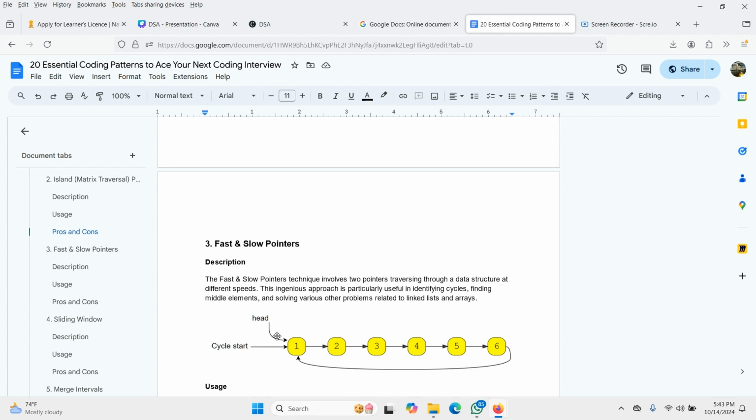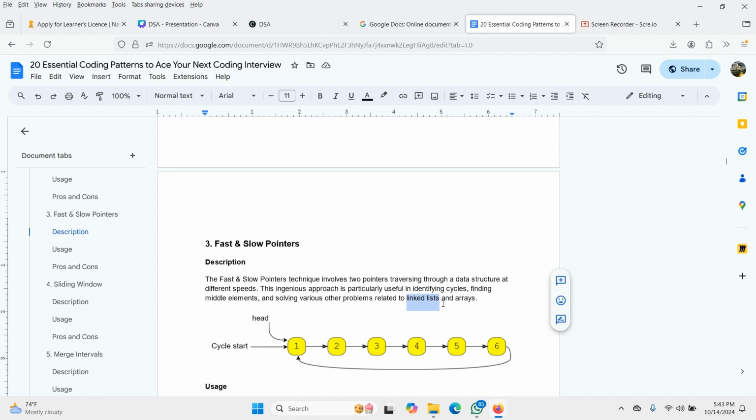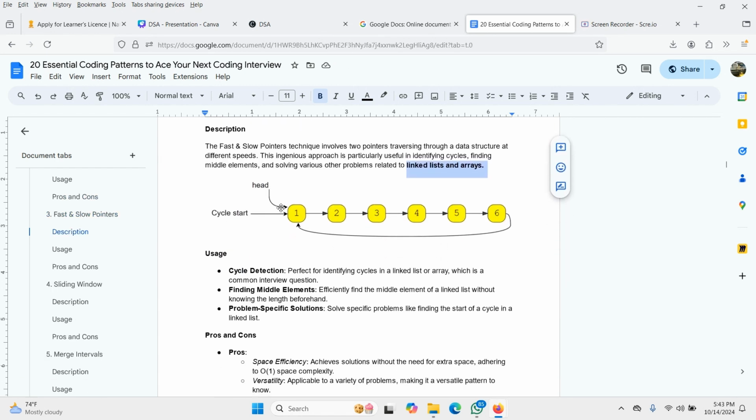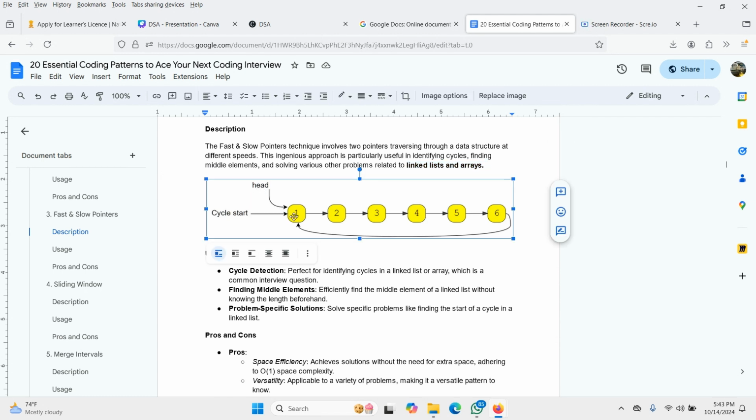Next, it is used for finding the middle element and solving other problems related to linked lists and arrays. I already mentioned that this pattern is mostly used in problems related to linked lists and arrays. You can see that this is a cycle: 1, 2, 3, 4, 5, and this is the head of the linked list. When you have to find the middle element of a linked list, or detect a cycle in it, you can use the fast and slow pointer approach.